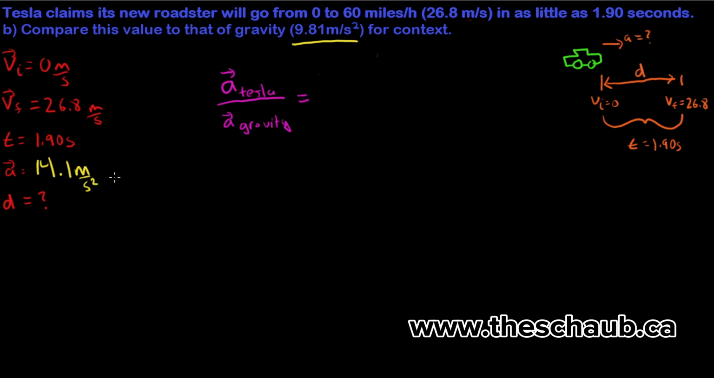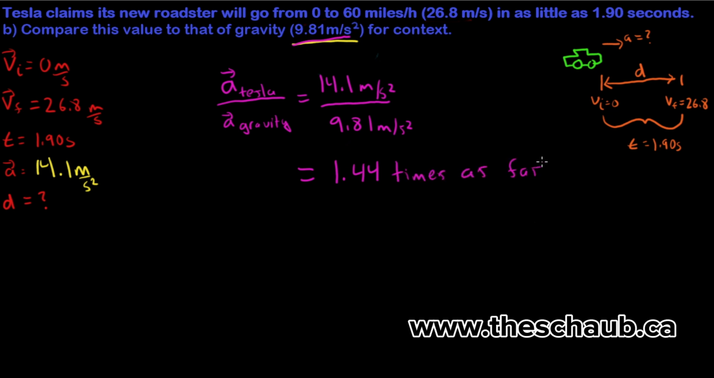So this equals, our acceleration of our Tesla was 14.1 meters per second squared, and the acceleration for gravity right up here is 9.81 meters per second squared. Doing this division gives us 1.44. This means the Tesla accelerated 1.44 times as fast as gravity. So if you were to drop your pen right now, the Tesla is accelerating almost 1.5 times as fast as that pen drops to the ground.